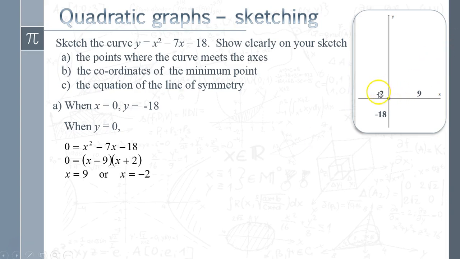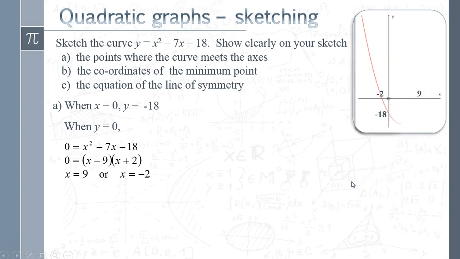if I've got points where the curve meets the axis at minus 2 there and 9 there, that means the minimum point, which is halfway between those 2 points, has got to be somewhere here. So the curve is going to come down, go through minus 18 and keep going down into this quadrant before coming back up again. It's absolutely vital that we make it clear on our diagram that the minimum point is going to be below minus 18 and somewhere in this quadrant.